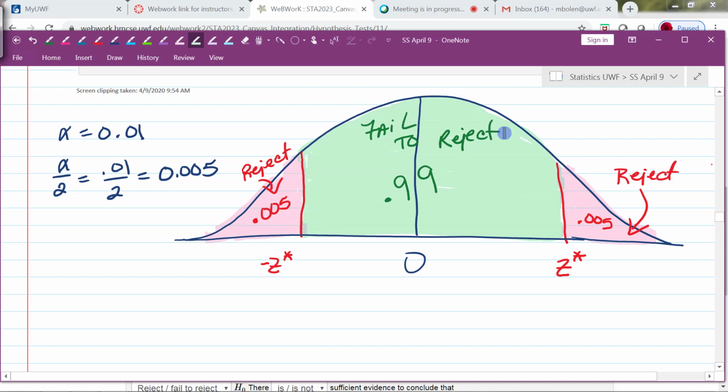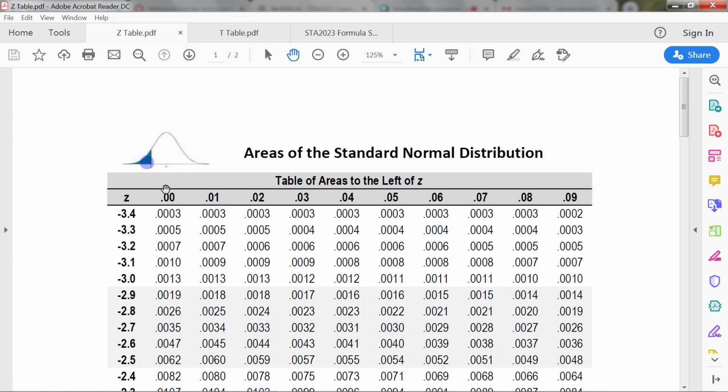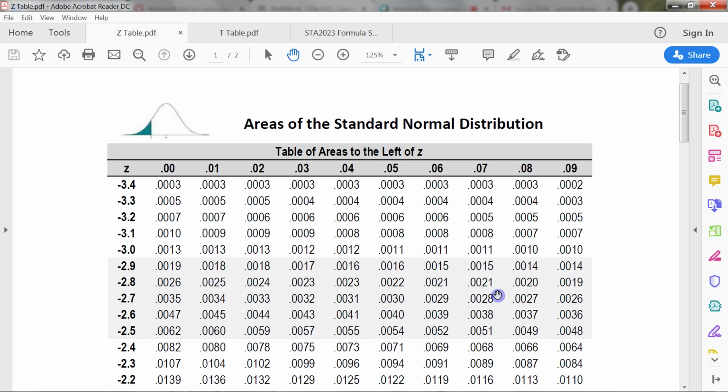Okay, so there's our fail to reject area. So now we need to find our z-star. I'm only going to look up one because they're symmetrical, and whatever my negative value is, the positive z is going to be the exact same number, just a positive version of it. So I'm going to look for 0.005, and I'm going to bring up our z-tables. And I'm going to look for the area under the curve, which is in here at 0.005.